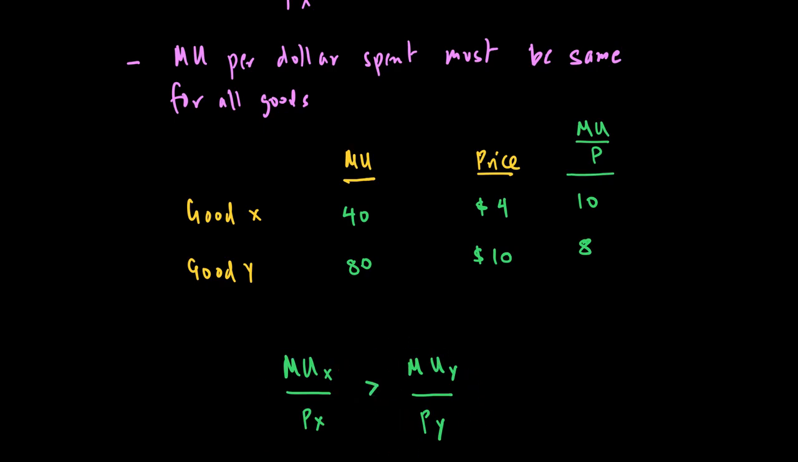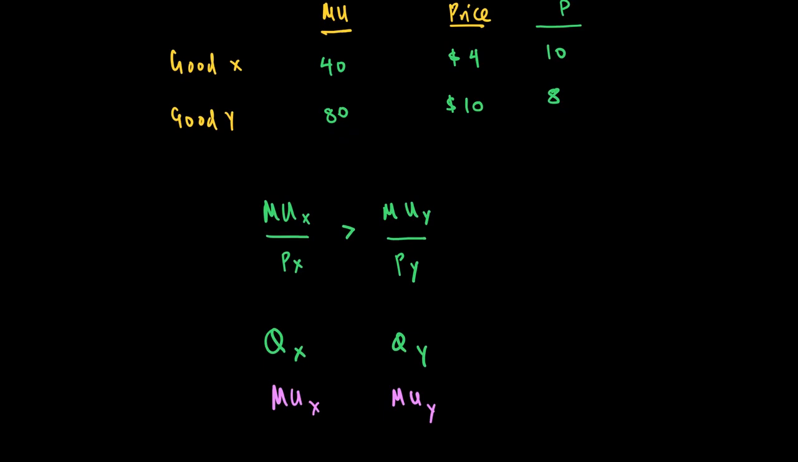Now, as a consumer, if marginal utility per dollar spent is greater for one good as compared to another, what should I do? I should try to make this ratio equal. Why? Because the equi-marginal principle says that as long as your marginal utility per dollar spent is the same, you don't need to substitute. But in this case, you need to substitute because good X gives you more marginal utility per dollar spent than good Y. So we should buy more of X and less of Y.